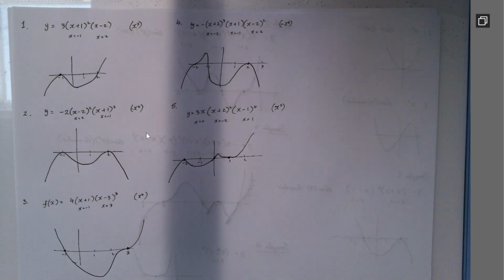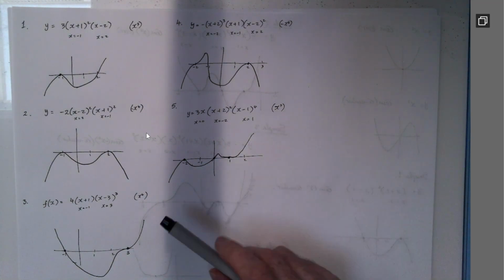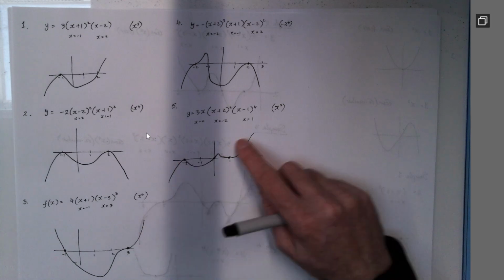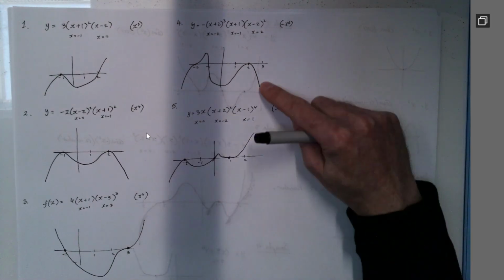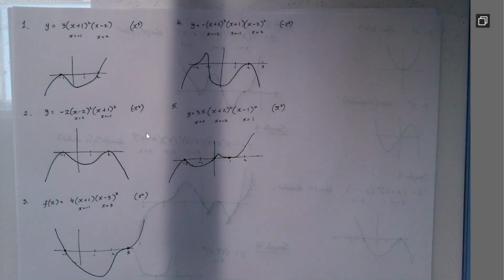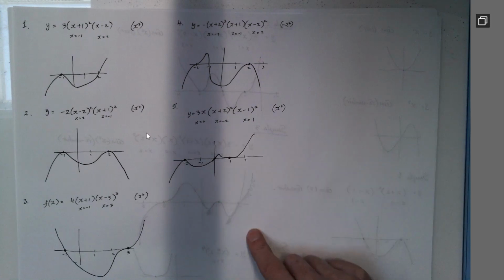Because it's 7, it's odd and it's positive. So positive odd is always 1 down, 1 up. So make your end shape: 1 down and 1 up.